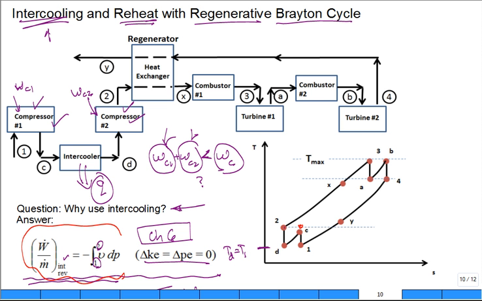Okay? Intercoolers. How many people have heard this term intercooler in automotive applications? One, two, three, four, five, six. Turbochargers, that's exactly right. So in a turbocharged engine, where do they have the intercooler? Where does it fit in the cycle, in the system?